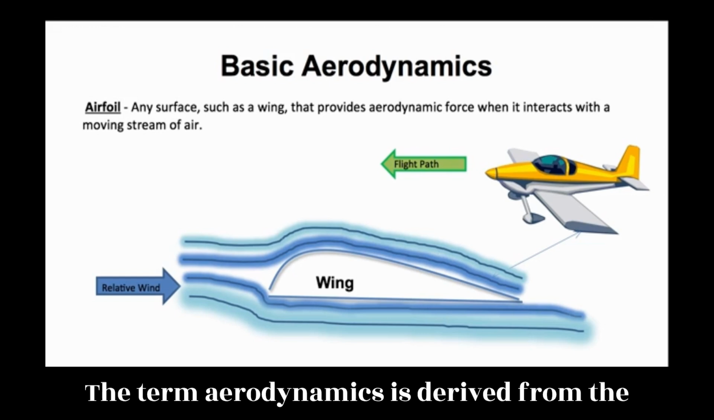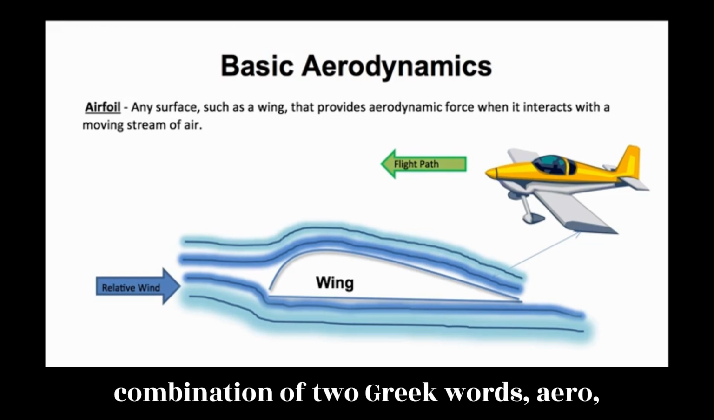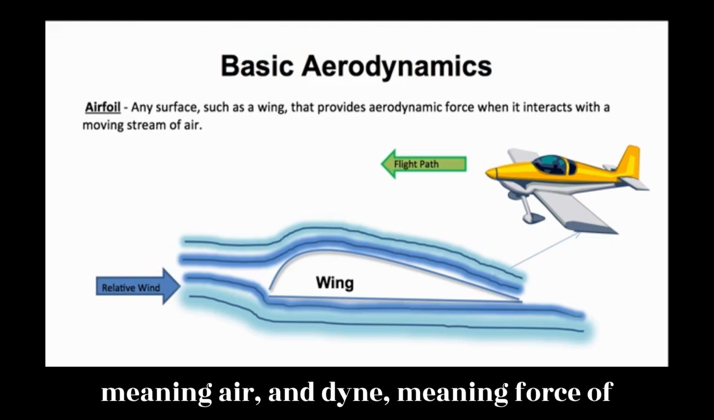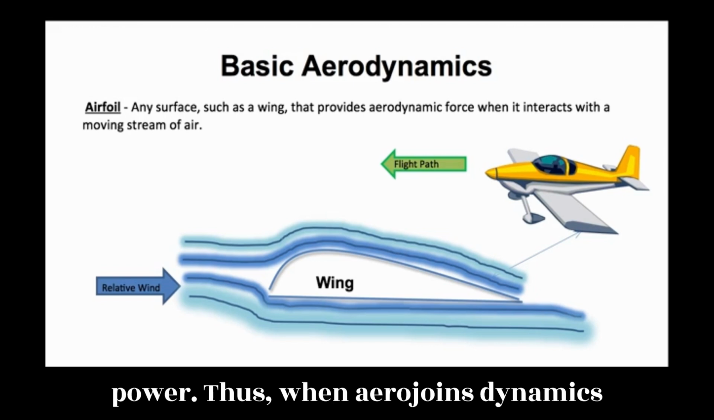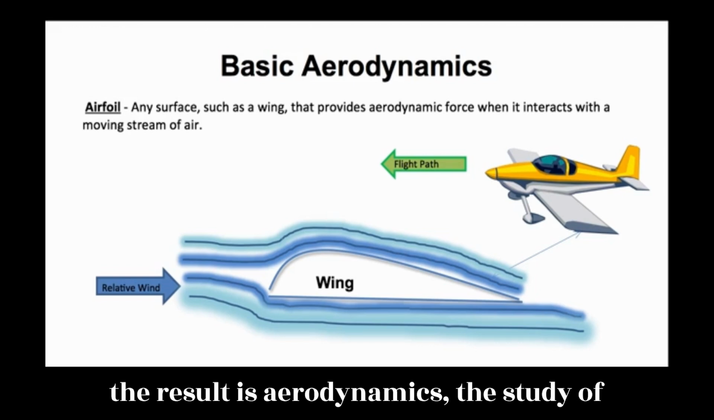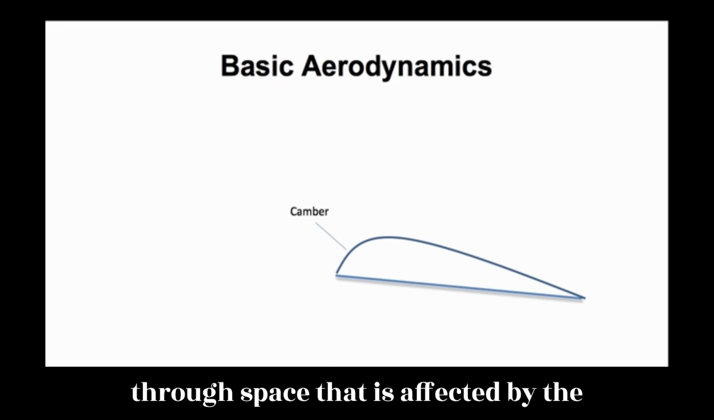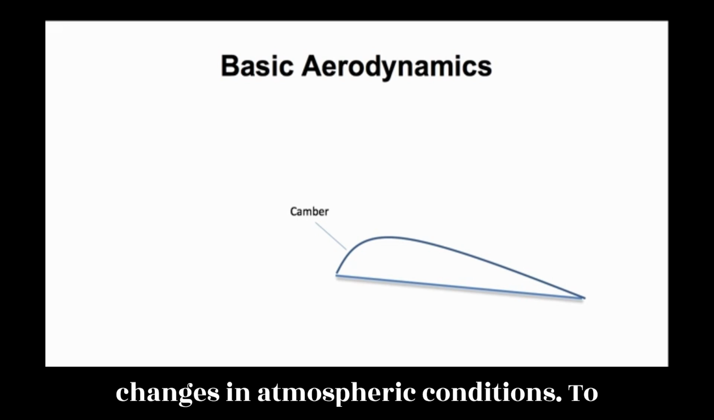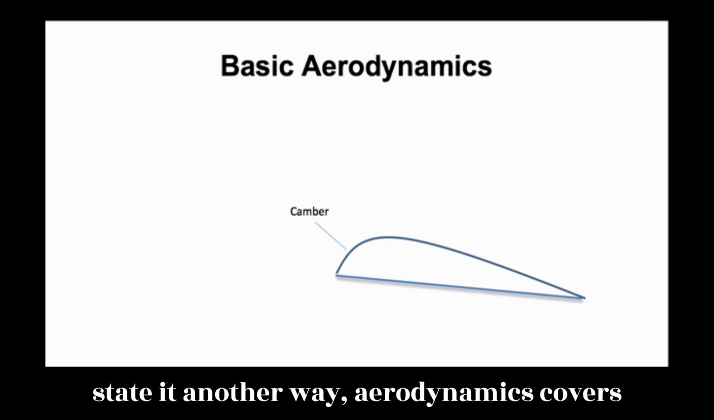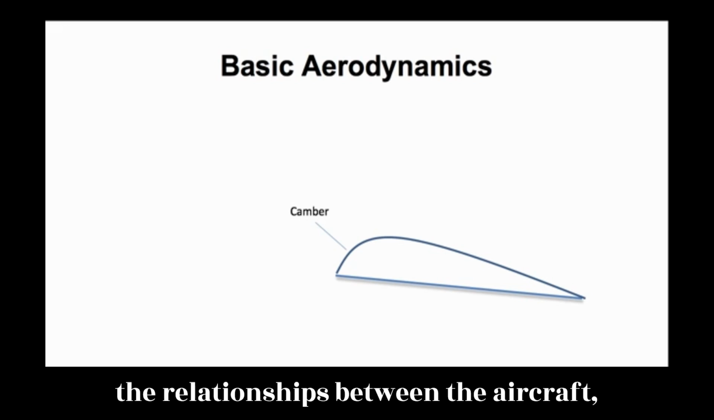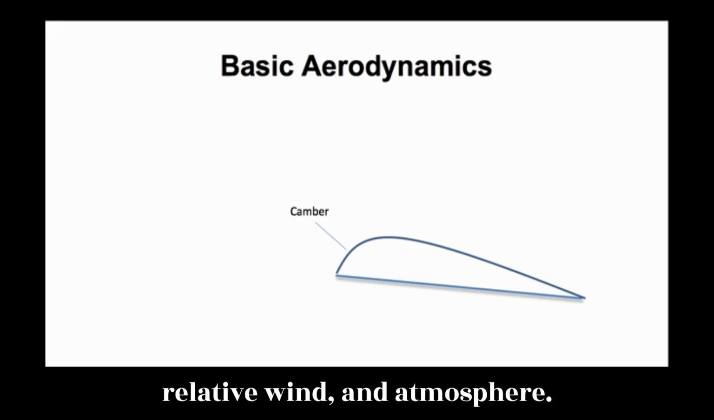The term aerodynamics is derived from the combination of two Greek words, aero, meaning air, and dyne, meaning force of power. Thus, when aero joins dynamics, the result is aerodynamics, the study of objects in motion through the air and the forces that produce or change such motion. Aerodynamically, an aircraft can be defined as an object traveling through space that is affected by the changes in atmospheric conditions. To state it another way, aerodynamics covers the relationships between the aircraft, relative wind, and atmosphere.